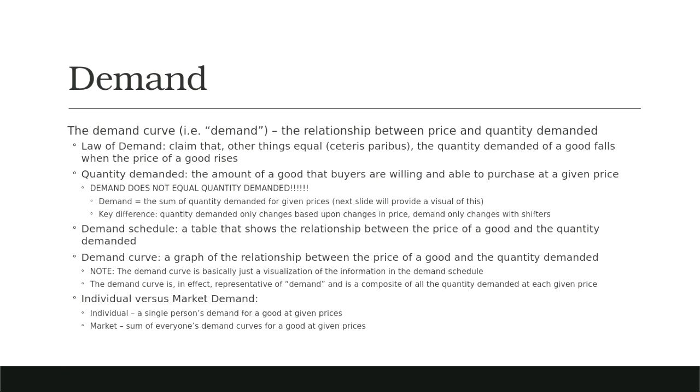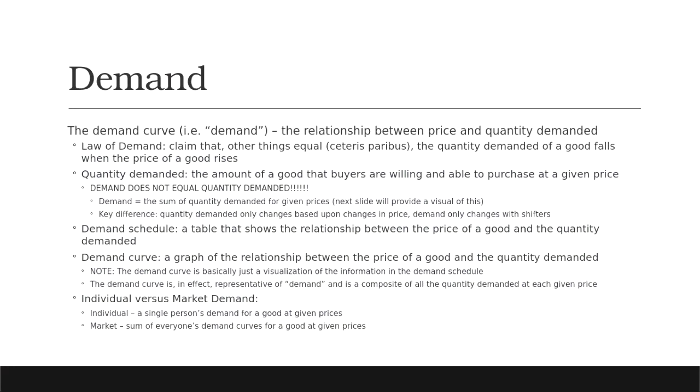The point here, though, is that demand does not equal quantity demanded. Demand is the sum of the quantity demanded for given prices, and the next slide is going to visualize this. What that means is demand is how much coffee I am willing to consume at $5, plus how much I'm willing to consume at $4, plus how much I'm willing to consume at $3. It is a curve that shows all those points that I'm willing to buy. That's my individual demand. We'll talk about this in a second. So a demand schedule is a table that shows the relationship between the price of the good and the quantity demanded.